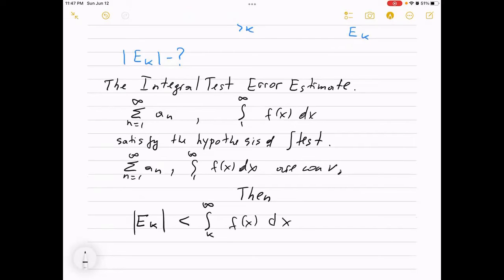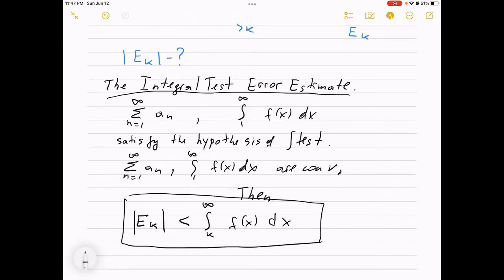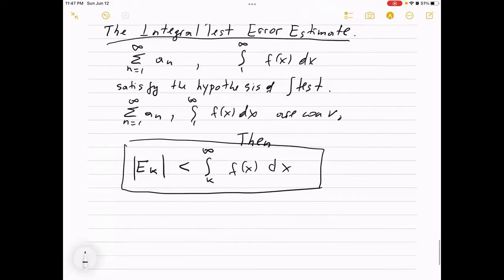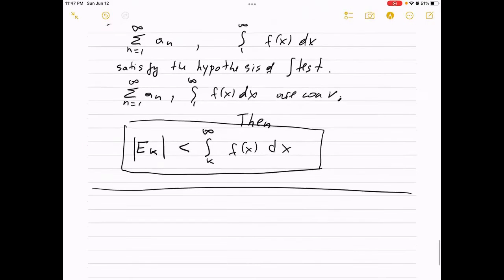That is the integral test error estimate, and it says that the error is going to be at most the integral from k to infinity of f of x dx if we're under the hypothesis of the integral test and we have both the integral and the series convergent. And you kind of see why that is happening from the picture.